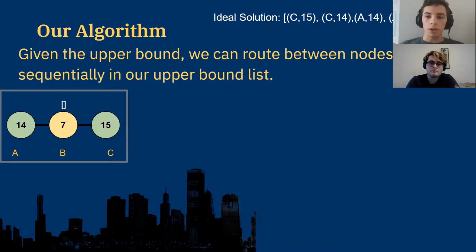In this one, we run through these values in the upper bound and navigate from point to point. So in this case, let's say we start on node C, and we see that C is the optimal. And we say, great, let's add that to our list.